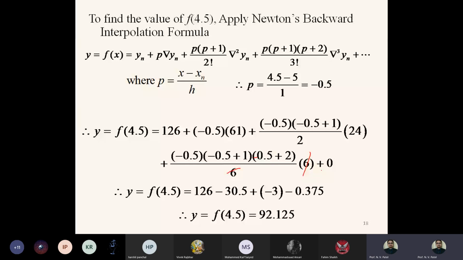So the formulas are given to you for Newton's forward and Newton's backward interpolation. First construct the difference table, and using this difference table, consider the required points and replace them into the basic formula of Newton's backward interpolation. And if it is asked, then you can apply Newton's forward interpolation.